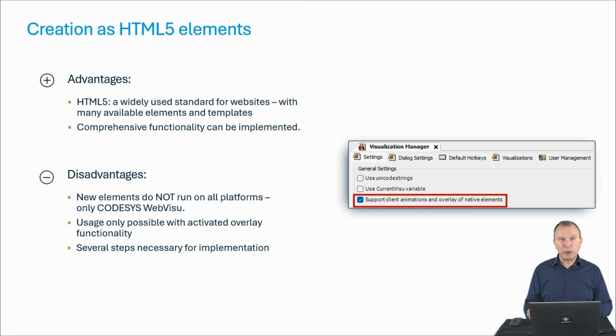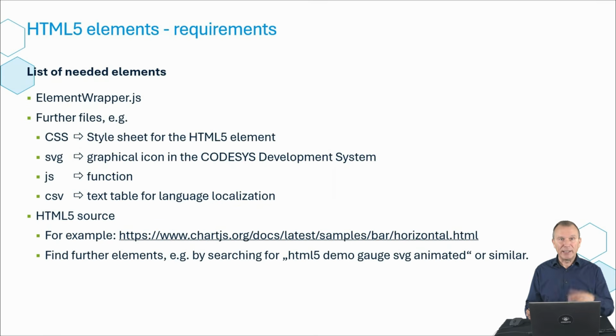Before we take a look at the steps, we take a look at the necessary files for such an element. For each element, you need that list of files. So you need a so-called element wrapper. We'll talk in a minute about it. We will need cascading style sheets, defining the look and feel of the element. We need a scalable vector graphic for the icon, representing the new element inside the CODESYS development system. We need the function itself in the form of a JavaScript file. And we need a table for the localization of the UI languages.